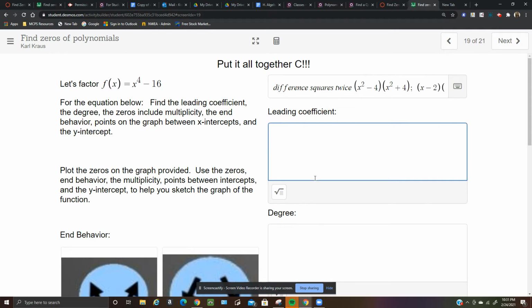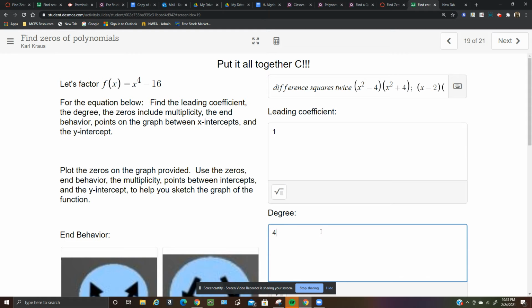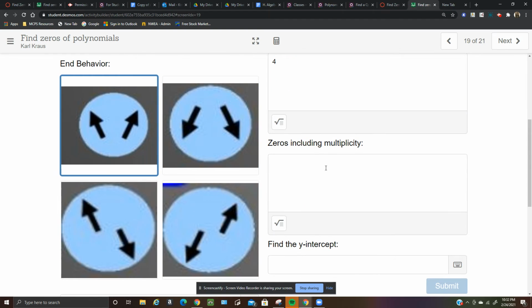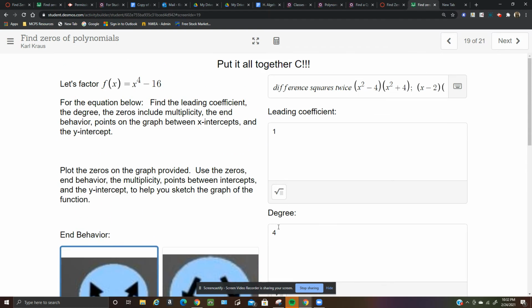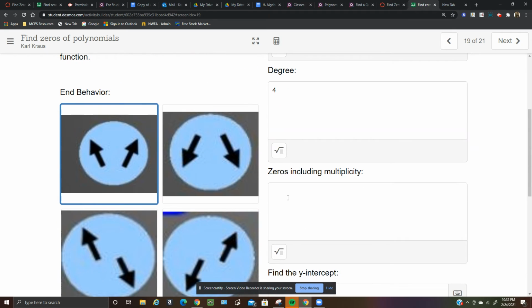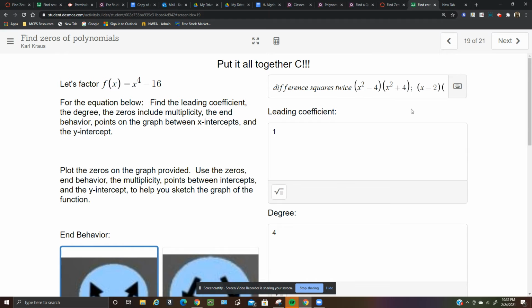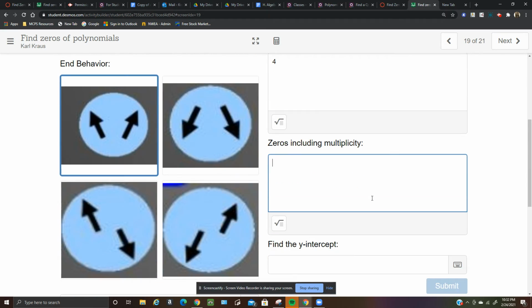The leading coefficient is 1. The degree is 4. So both ends go up, positive and even. The zeros: 2 has a multiplicity of 1, and negative 2.